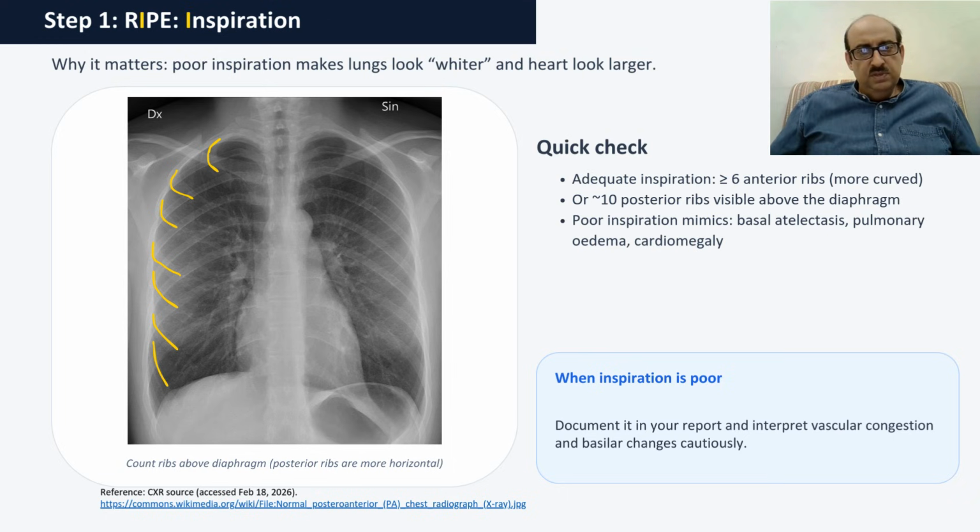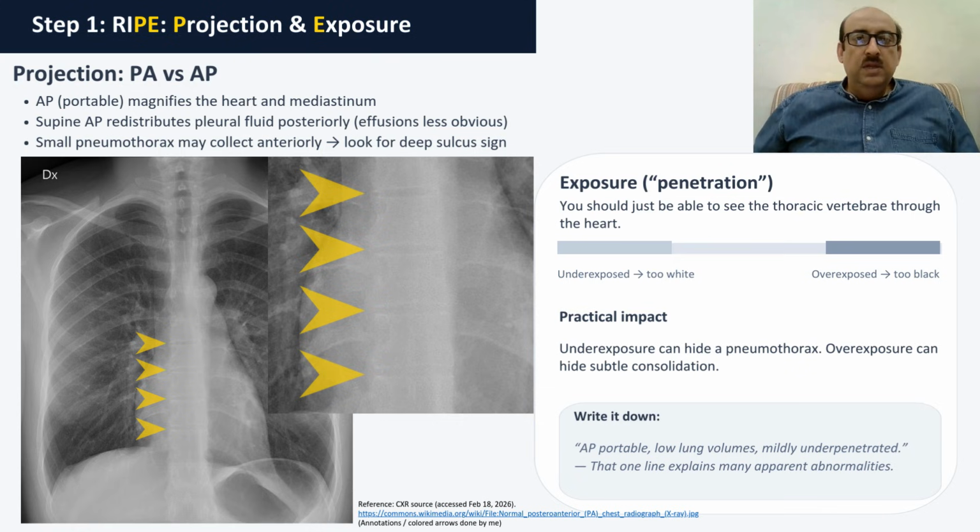Also in terms of the adequacy of the whole film, the lung apices are visible, and similarly the hemidiaphragms and the costophrenic angles, so it's an adequate film, so there is no part of the thorax which is cut out. So that's how you look at the inspiration. So for more than 6 anterior ribs, or if you count posterior, it should be more than or around 10 ribs. Coming to the P and E, so projection and exposure.